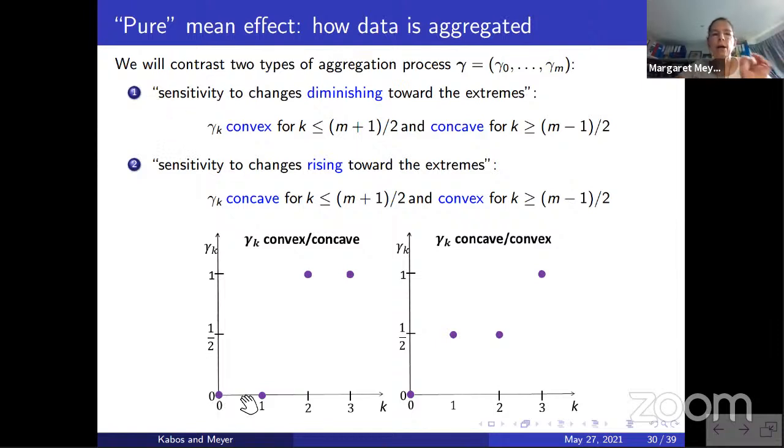The aggregation probabilities gamma begin convex and then they turn concave. The second type of aggregation process is exactly the opposite. They begin concave and then they turn convex. So in this process on the right, the aggregate tells you nothing. The aggregate is perfectly noisy if the 3 people in the previous cohort split 2-1 in either direction, but it's noiseless if they all chose the same, if they all generated the same datum.